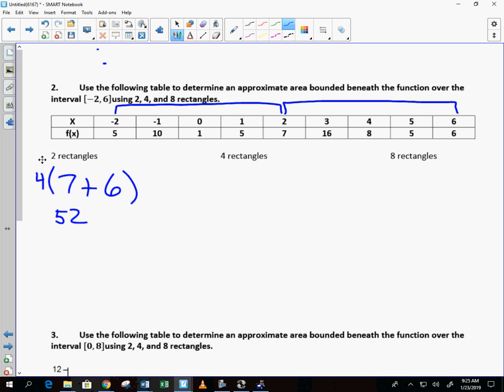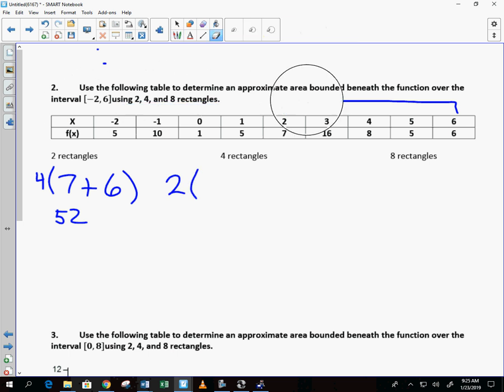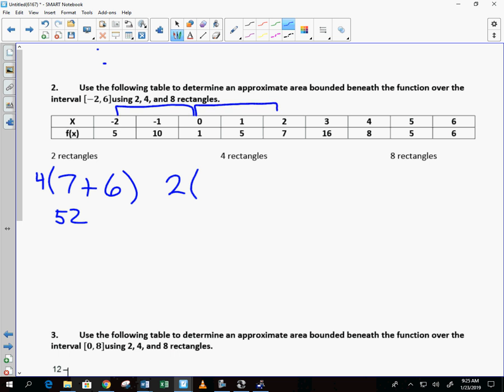So if I went to 4 rectangles, what would be the width of each rectangle? It would be 2. Well, that means I have to go from -2 to 0, and from 0 to 2, and from 2 to 4, and from 4 to 6. Because the width of each rectangle is 2. Look at my interval. I go from -2 to 6, so it has a total width of 8, right? I'm dividing it up into 4 rectangles, which gives me 2 for a width.